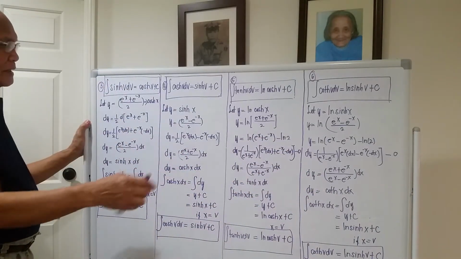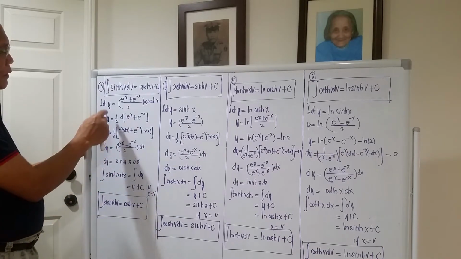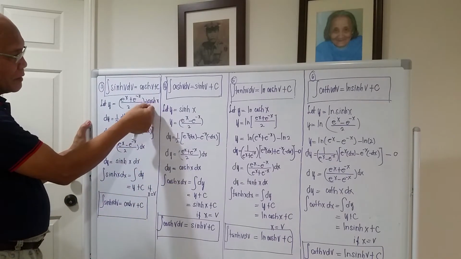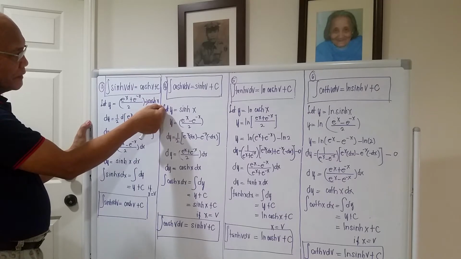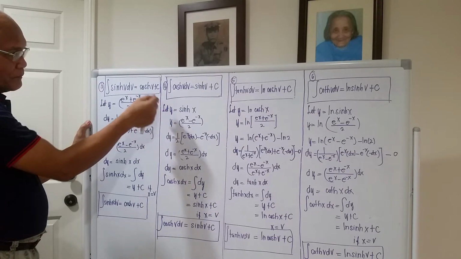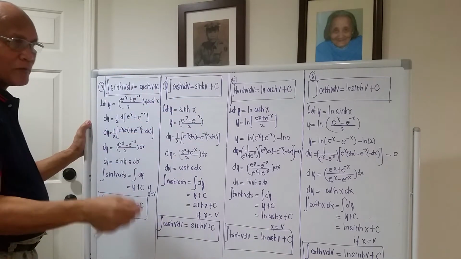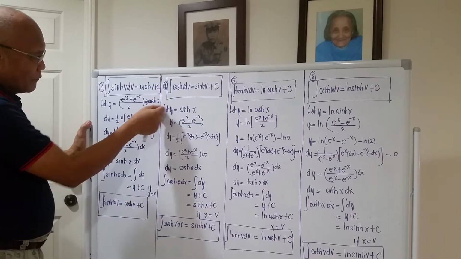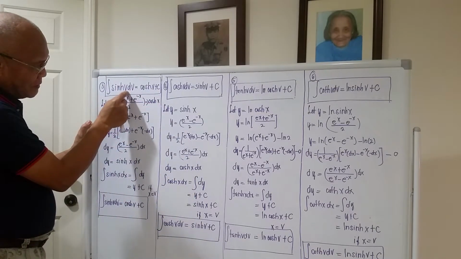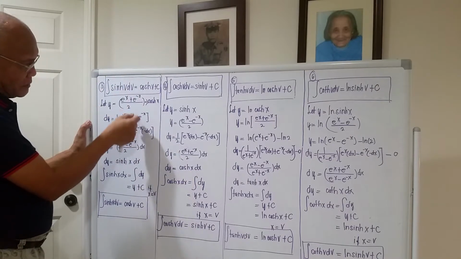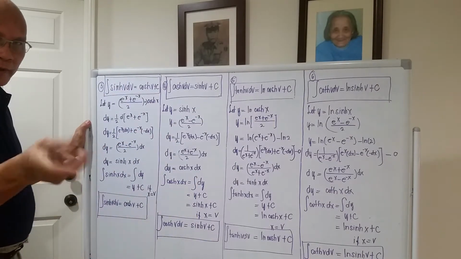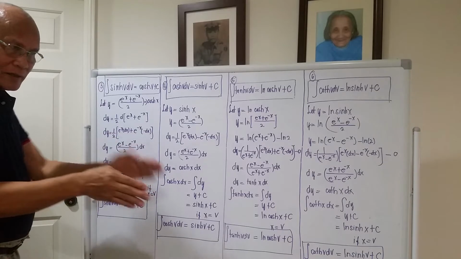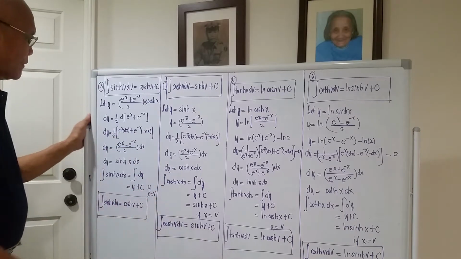For this number 3, we let y equal to hyperbolic cosine of x. Okay? From the exponential equivalent, hyperbolic cosine of x is actually e to the x plus e to the minus x over 2. Okay? We studied that from the previous discussions.